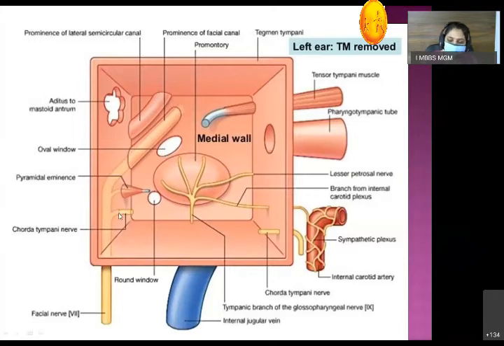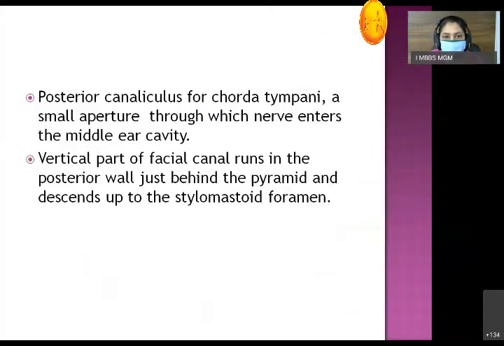Then fourthly, there will be the canaliculus for the passage of the chorda tympani. Through this posterior wall into the middle ear cavity.